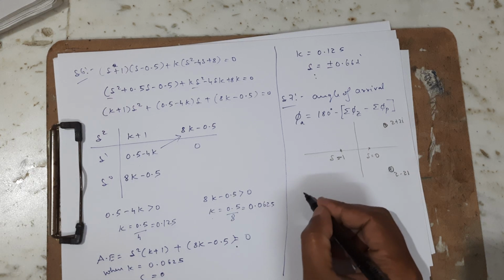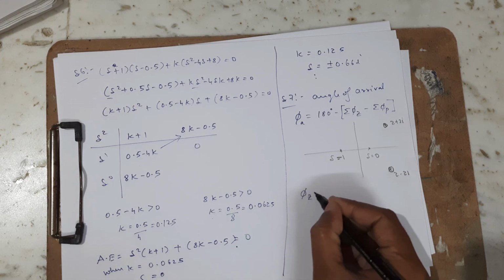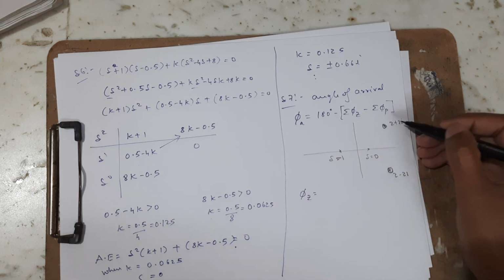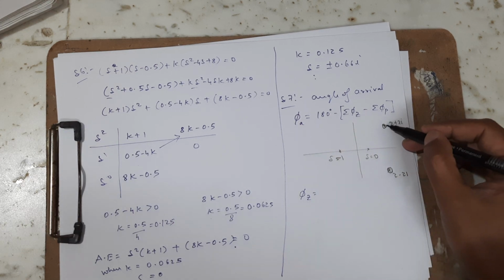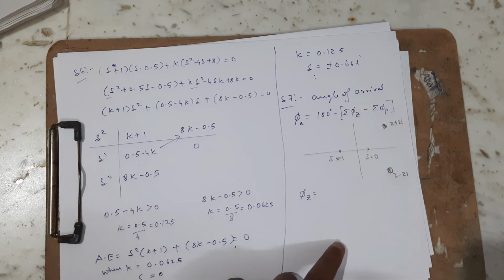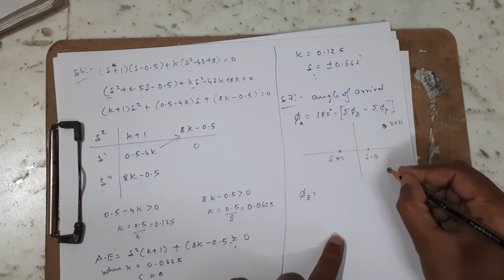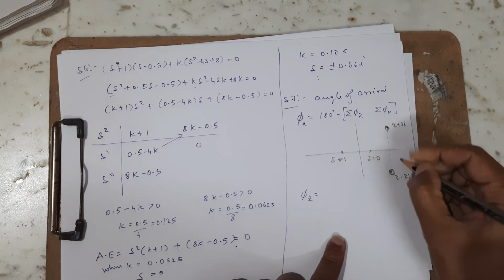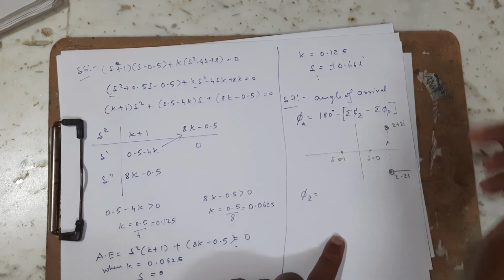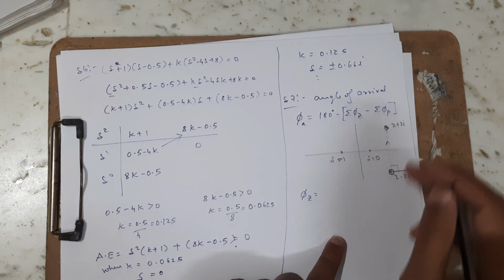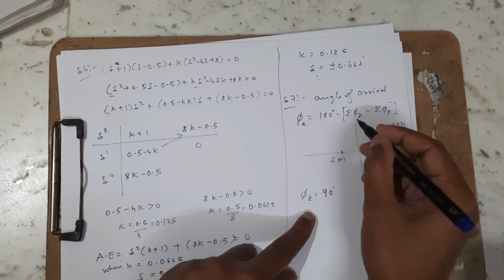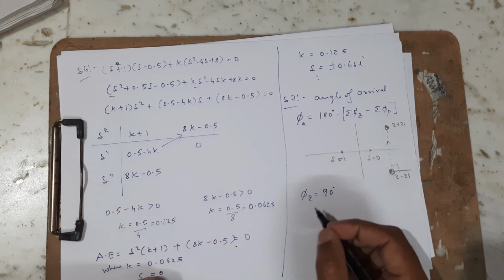So first I am going to find out phi z. First I am going to find the angle of arrival for this point, that is 2 plus 2i. Apart from this, how many other zeros do we have? This is another zero that I have. So I am going to draw a line from here to here. This is the only zero that I have apart from this. What is the angle made by this with the horizontal axis? That is equal to 90. So therefore phi z is equal to 90. I hope it is clear.